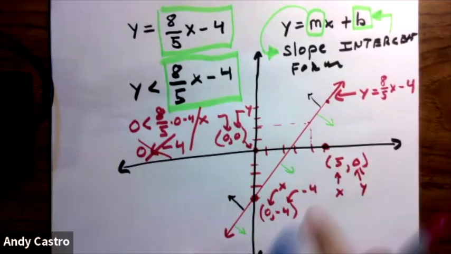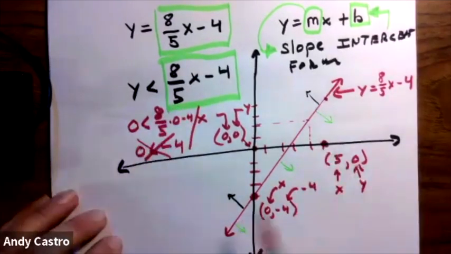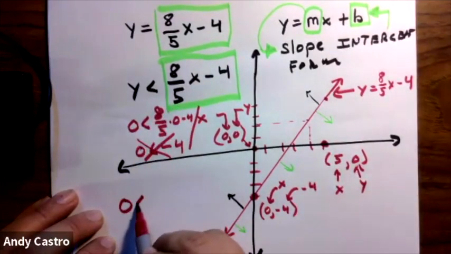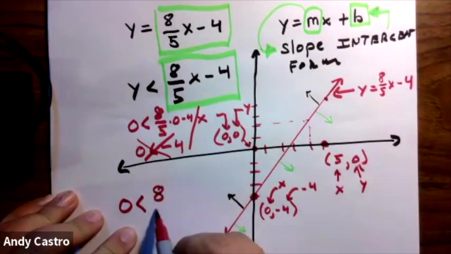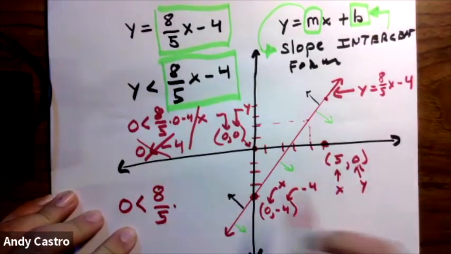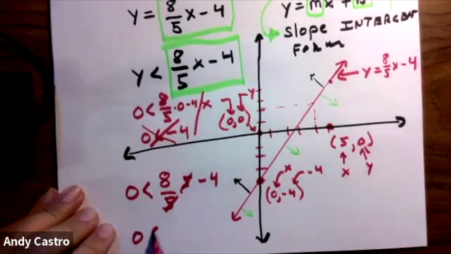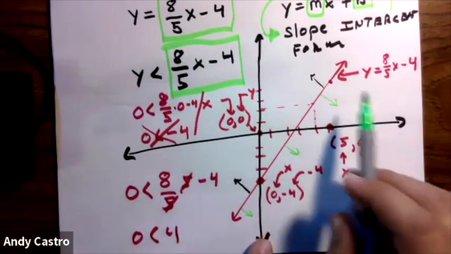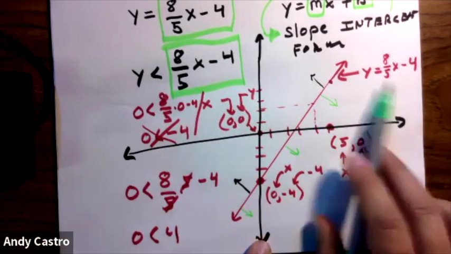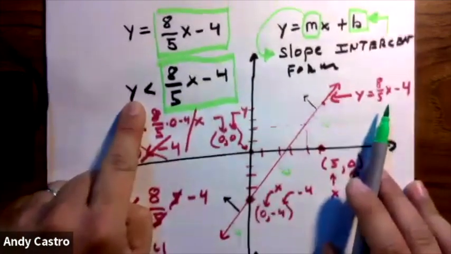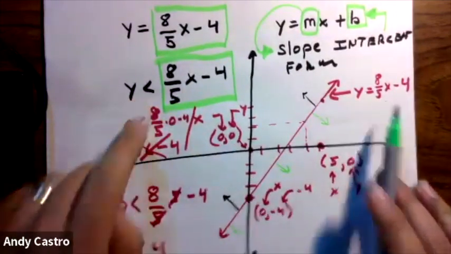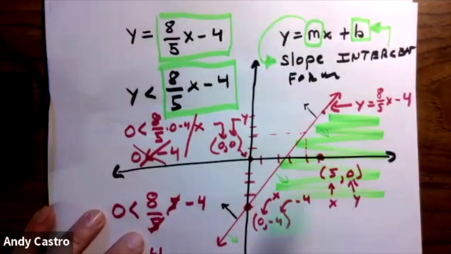This point right here, does it make this true? Well, for my y, I'm going to do 0 less than 8/5 times x, which is 5, minus 4. The 5's here cancel. 8 minus 4 is 4. 0 is less than 4. That's true. So what that tells us is that all points over here on this side of the line will make this inequality true. So we shade everything over here.